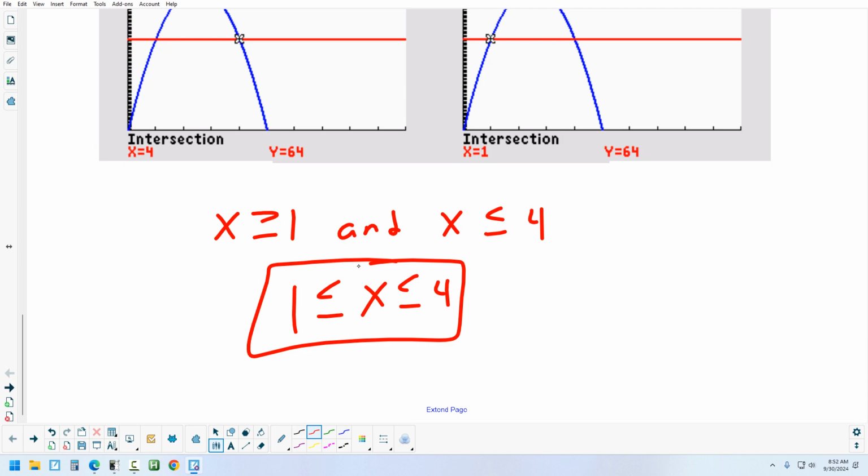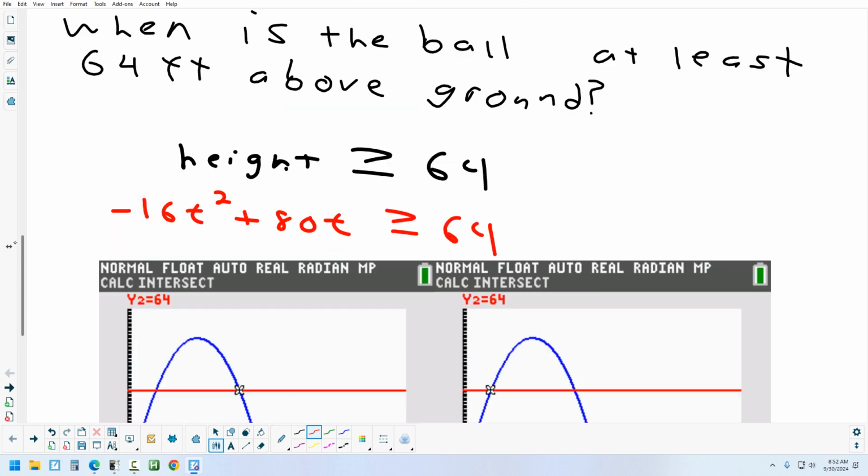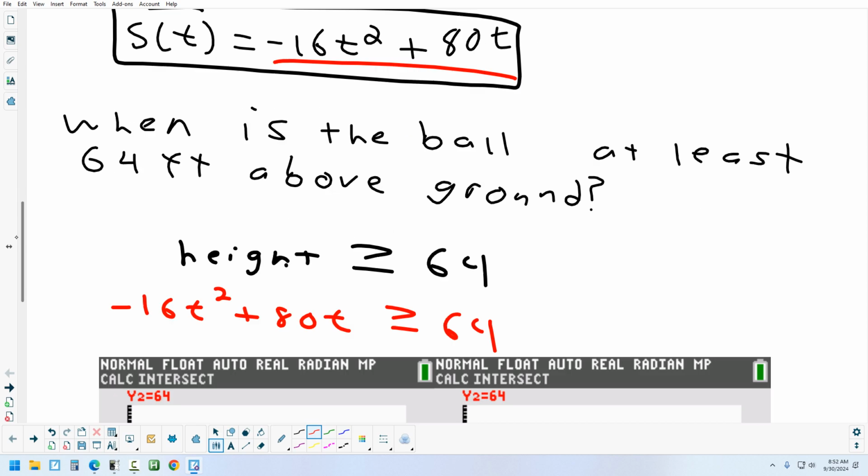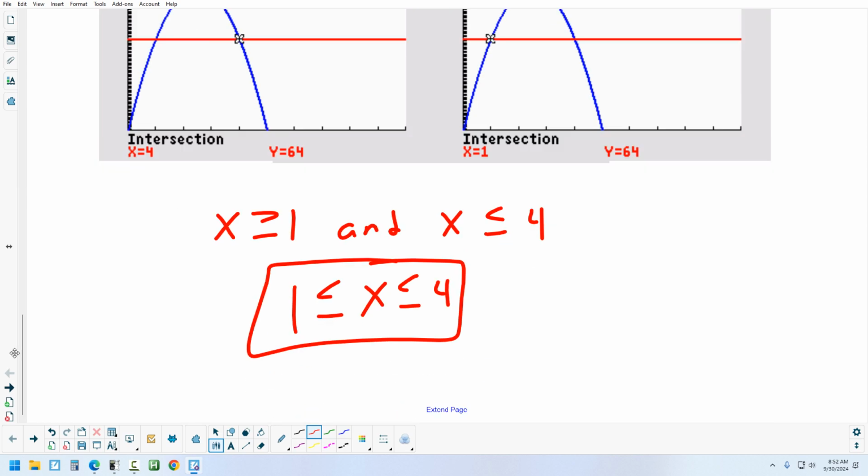Before 1 second, it hasn't gone high enough. After 4 seconds, it's already on its way back down, and it's gone below 64 feet again. So when is the ball at least 64 feet above the ground? Between 1 and 4 seconds. And I can just put seconds, since that's also in seconds.